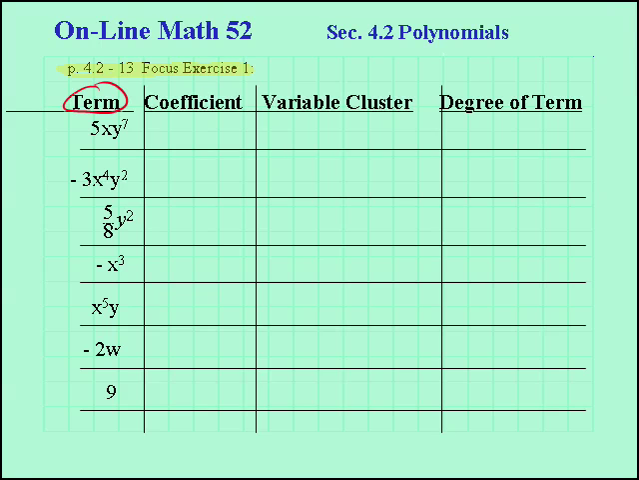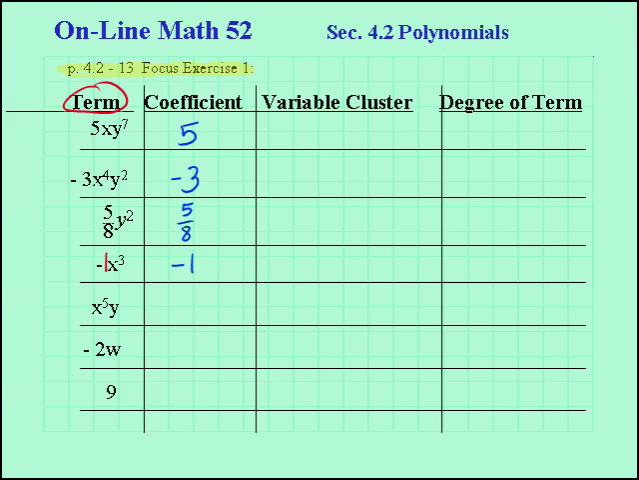In the first example, the coefficient is 5. In fact, let's do the coefficients of each one of these. Here the coefficient is -3. Here the coefficient is 5/8. Now we don't see a coefficient here, but it's important to recognize that this is being multiplied by 1, and really the coefficient there is -1.